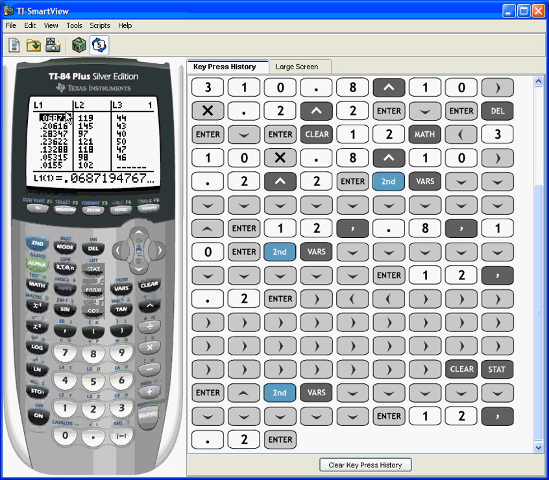If you have any questions about your calculator, how to use it, please certainly by all means let me know. But hopefully that'll get you moving through your homework a little bit faster.